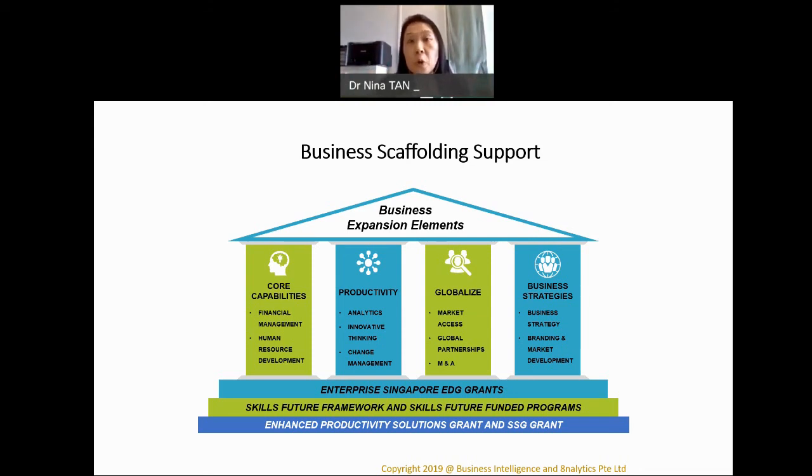So the first one could be core capabilities. It could be your financial management, whether or not your business model is appropriate for your business, or maybe with the COVID, you may want to revisit the business model and reinvent, and also to make sure that the working capital, so that's financial management and human resource management, performance management, change management, behavioral core capabilities.